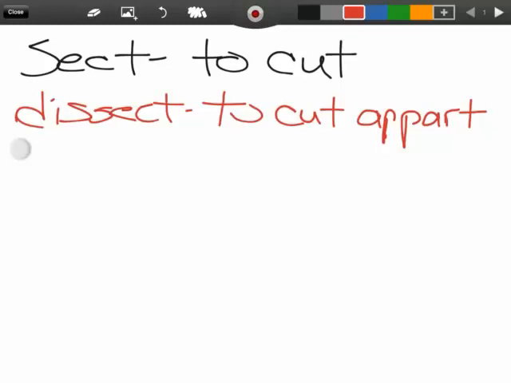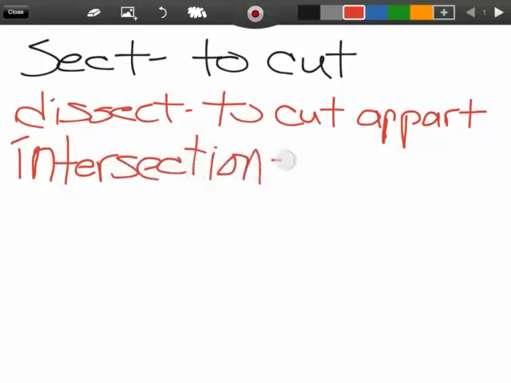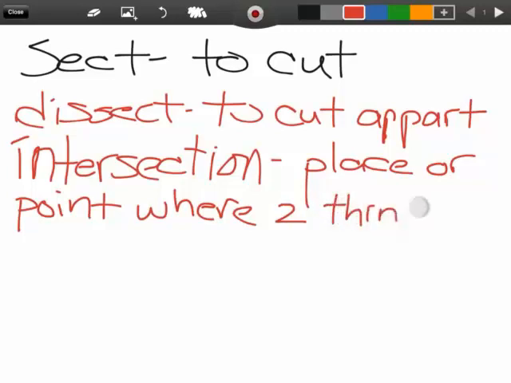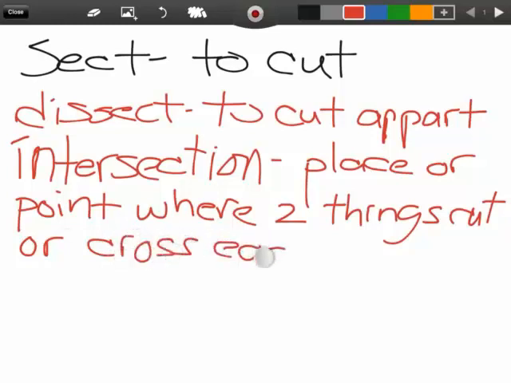And my second word is going to be intersection. And intersection means place or point where two things cut or cross each other.